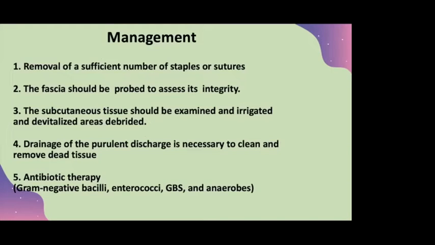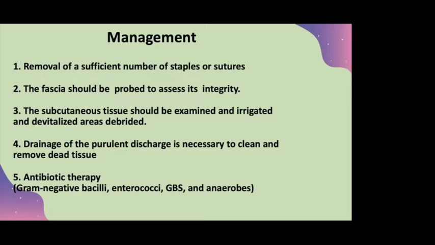For the management, the following can be done in treating surgical site infections. Number one is a removal of a sufficient number of staples or sutures around the infected area to allow the assessment of the subcutaneous tissues and fascia. Number two, the fascia should be probed to assess its integrity. Then, the subcutaneous tissue should be examined and irrigated and the devitalized areas debrided. Number four, drainage of the purulent discharge is necessary to clean and remove the dead tissue that will help decrease the environmental pH and enhance the effect and penetration of antibiotic to the target areas.